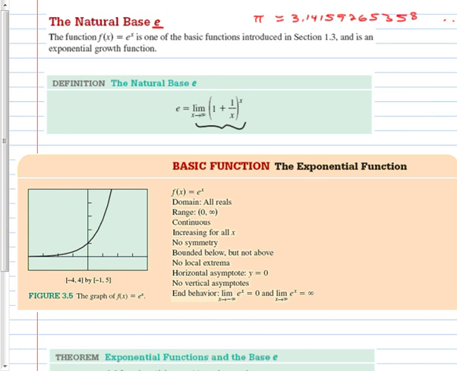So why don't you go on your calculators, 1 plus 1 over 999 raised to the 999th power, and tell me what answer you get? Because 999 is pretty big. It's not infinity, obviously. I got 16,633 over 6120. Give me a decimal. 2.71692, something like that.